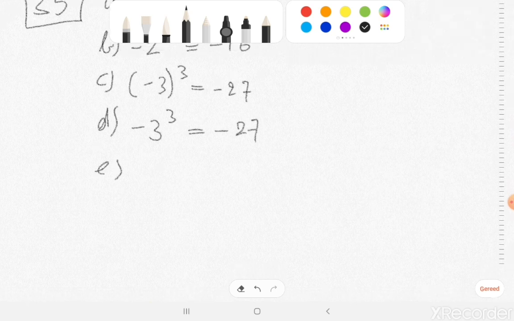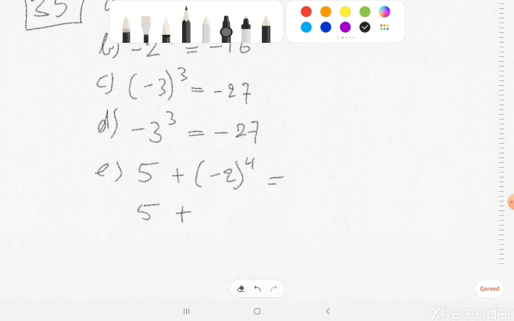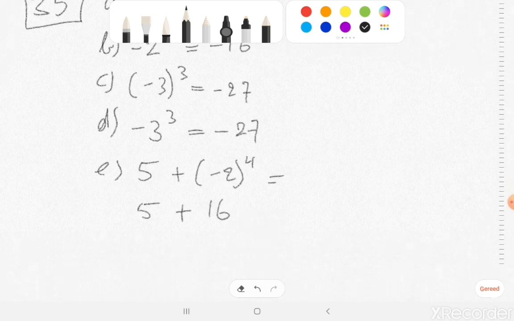Exercise E. Right here, you need to write down some intermediate steps. So, 5 plus, and we need to know what the answer is for minus 2 to the power of 4. If we looked at exercise A, we know that the answer is 16. So the intermediate step needs to be 5 plus 16, and 5 plus 16 is 21.